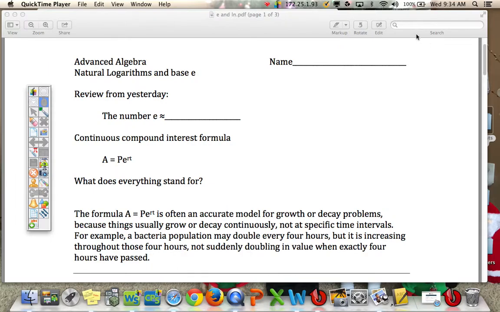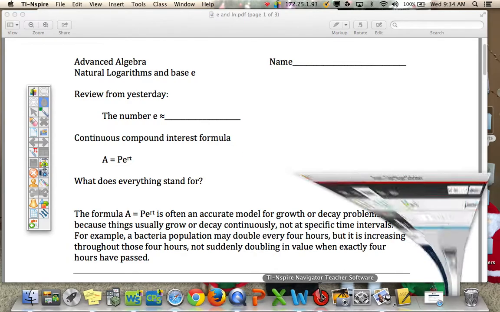Today we're going to review this formula from yesterday for continuously compounding something. It's called A equals PE to the RT, or A PERT. And if you remember, we looked yesterday at how E is a number, and that number is kind of like pi, it's irrational.